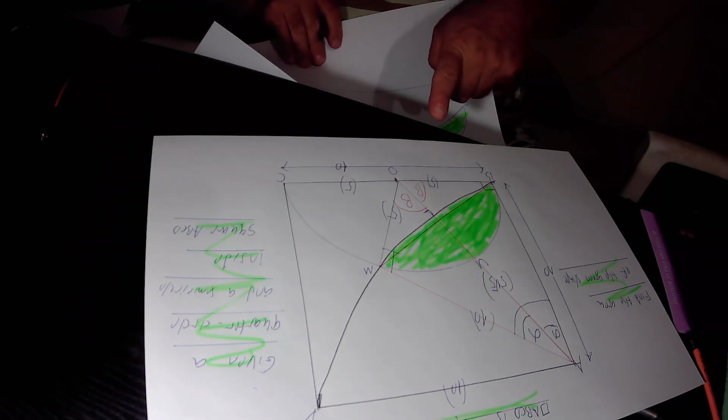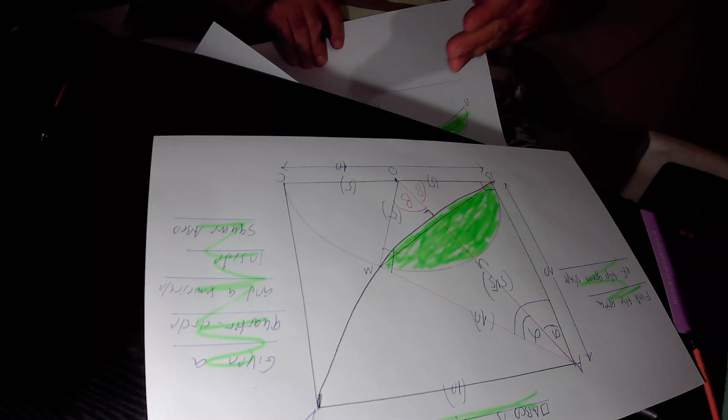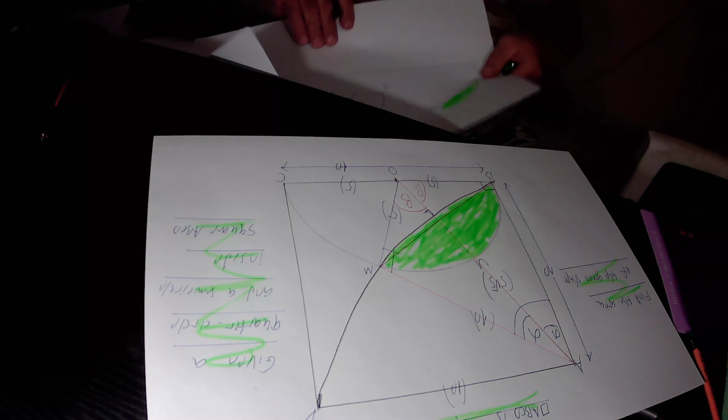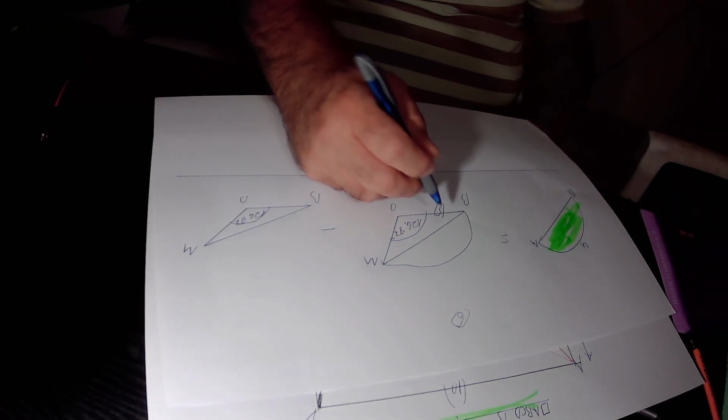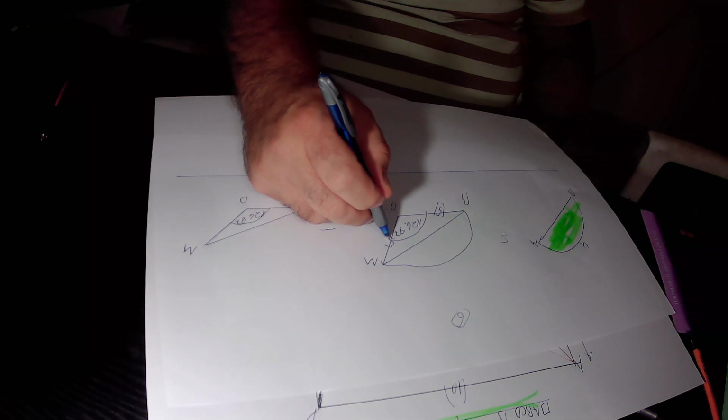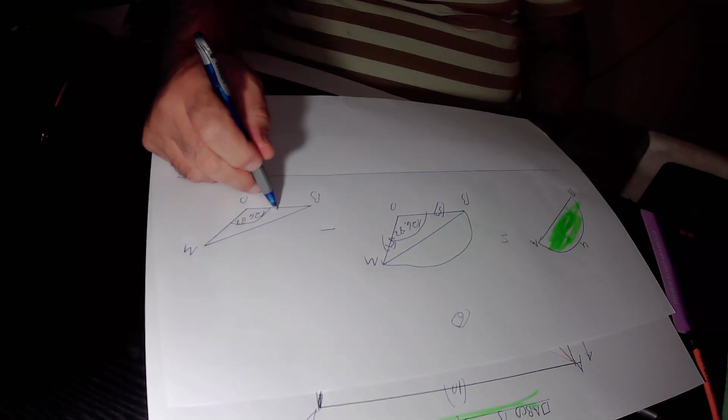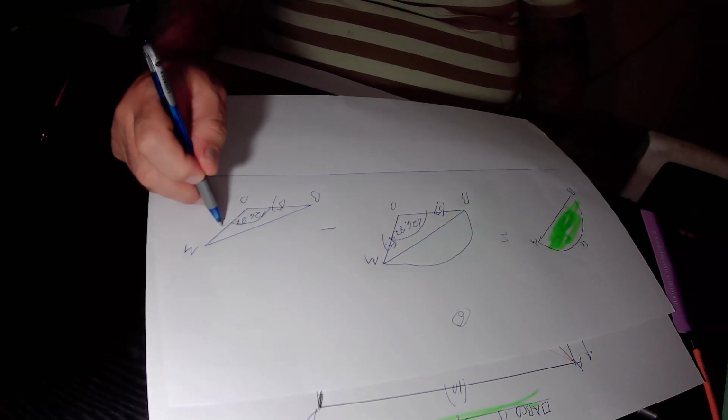OB equals OM, they're both the radii of the circle, and equal 5. OB equals 5, OM also equals 5.